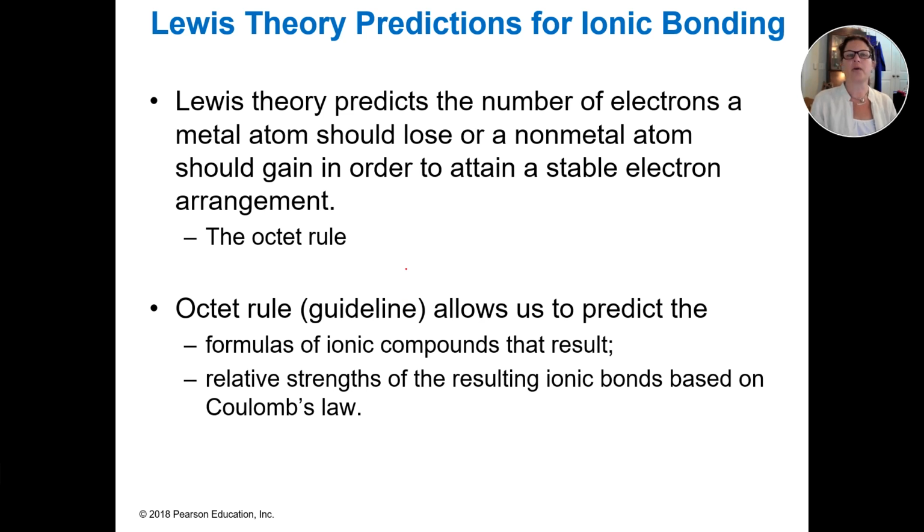Okay, so Lewis theory predicts the number of electrons a metal atom should lose or a non-metal should gain, just simply by looking at the valence electrons. Calcium has 2 valence electrons, therefore it will lose 2 and become a +2, to have that next lower level being 8 valence electrons, and the octet rule is good. Also, the octet rule guidelines allow us to predict this as well.